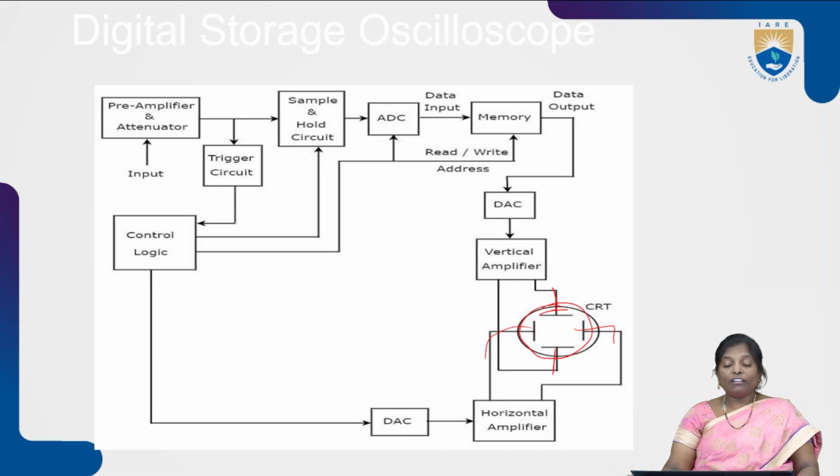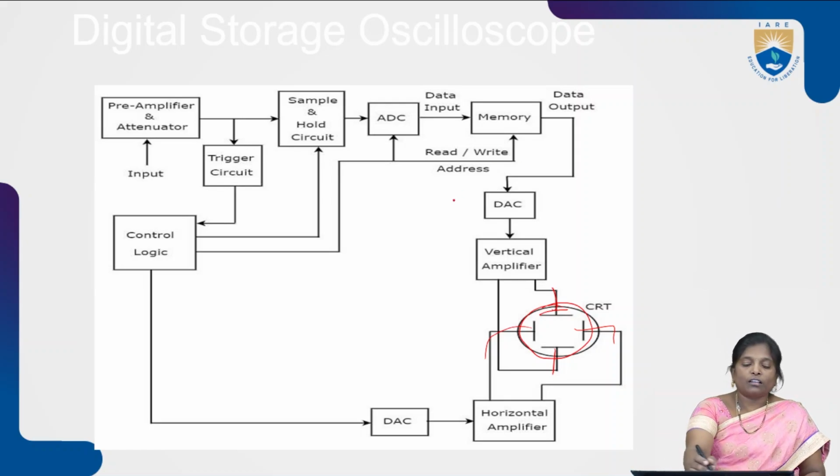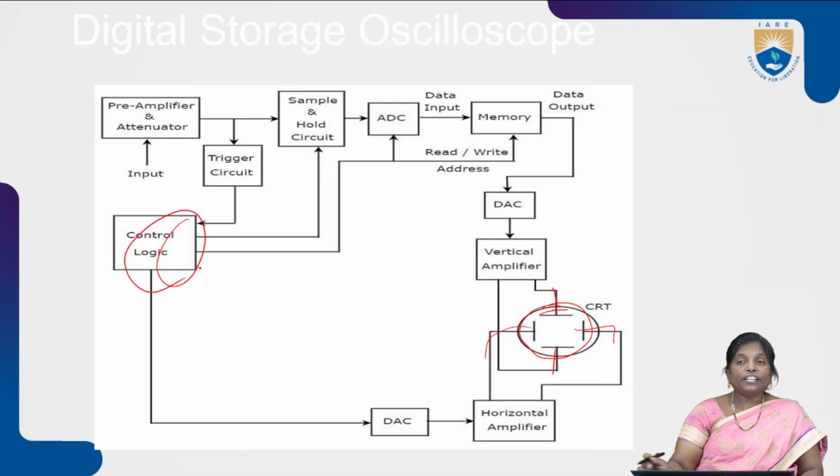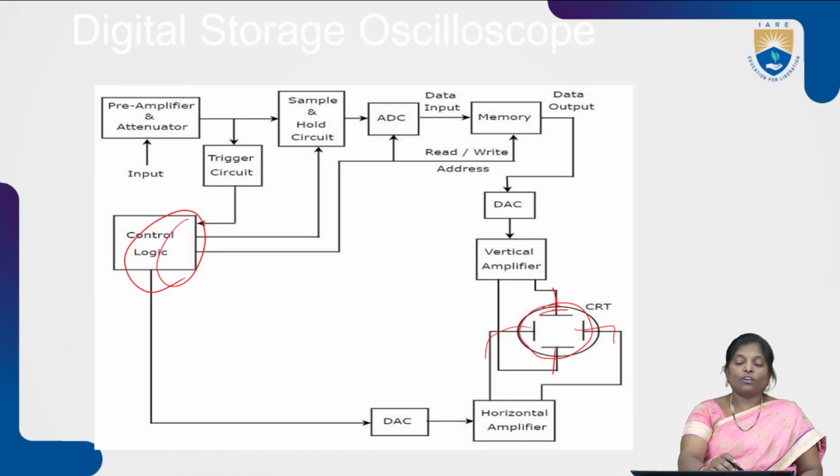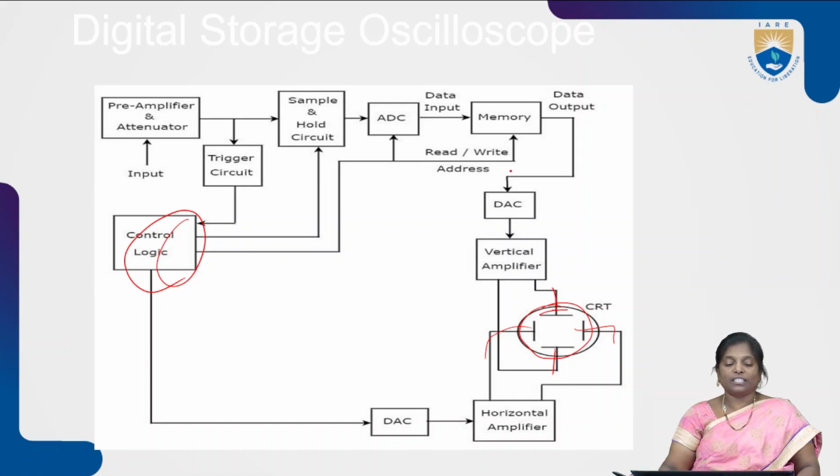But along with these vertical and horizontal deflection plates, there exists one device called the memory unit. With the help of that memory unit, we can read the data from it, or we can write by using this memory or control logic. We can read the data from the device, or we can write the data into the device. That is the advantage of the control logic and memory device we are using here.